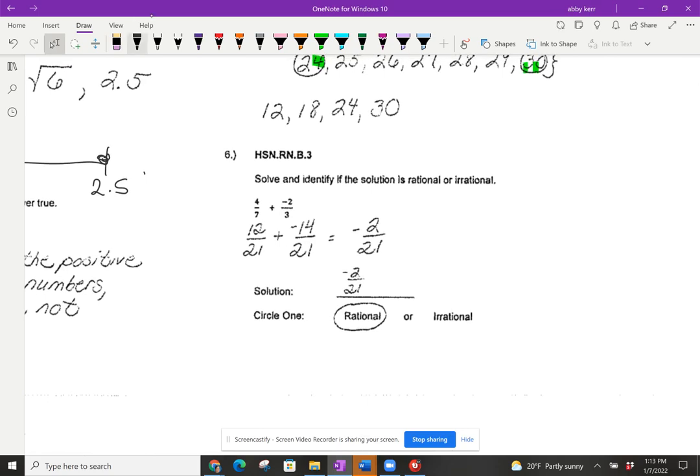For number 6, this is considered a rational number because integer divided by integer plus integer divided by integer. Rational plus rational will always equal rational.